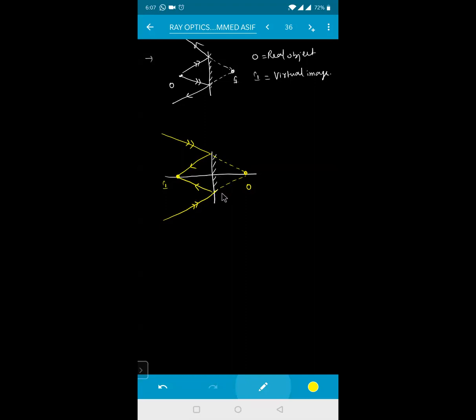Yes, sir. Isn't it? So the object is on the other side, so O will be equal to what, beta, here? Object is your virtual object, and image will be your real image. I will be real image, O will be your virtual object. Clear for everyone? Yes, sir. Sure.